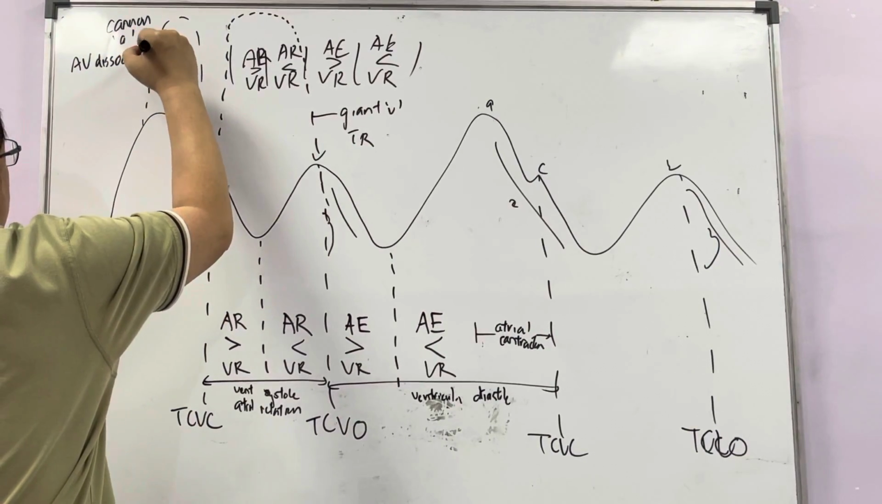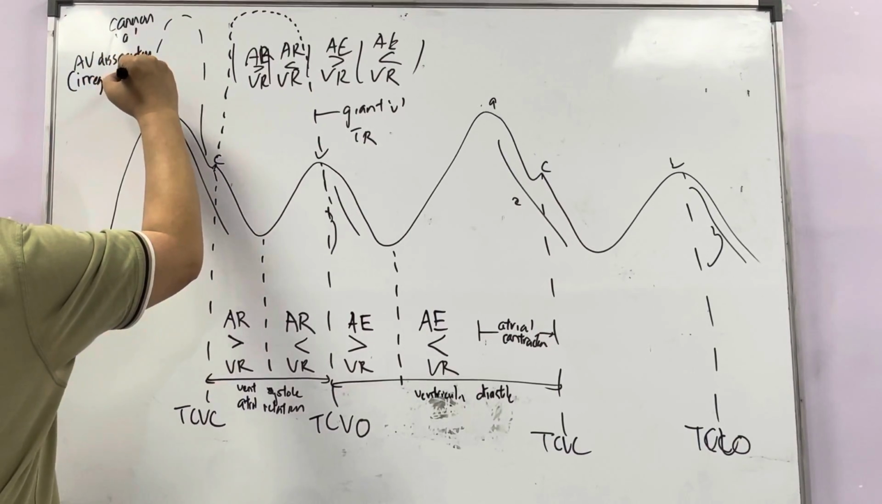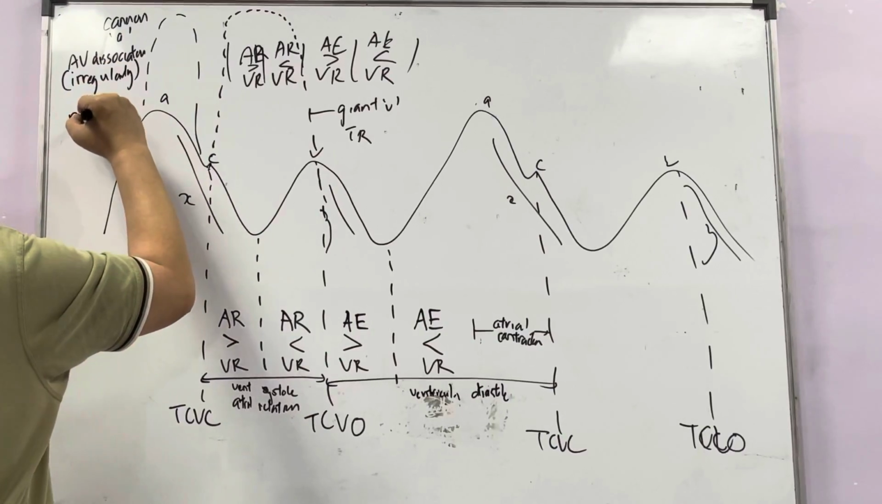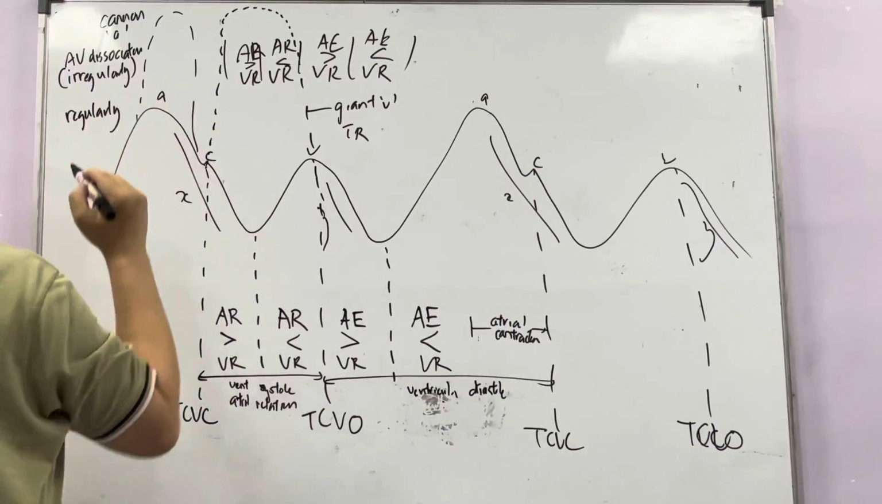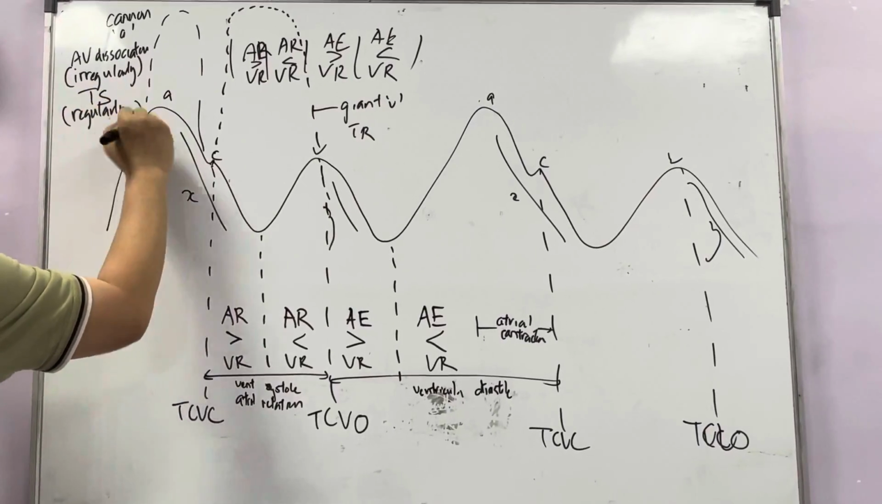So in AV dissociation, the cannon A will appear irregularly. But if the cannon A appears regularly, and you hear a diastolic murmur, then it may be a tricuspid stenosis.